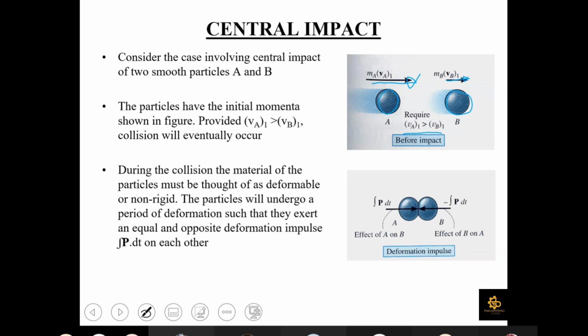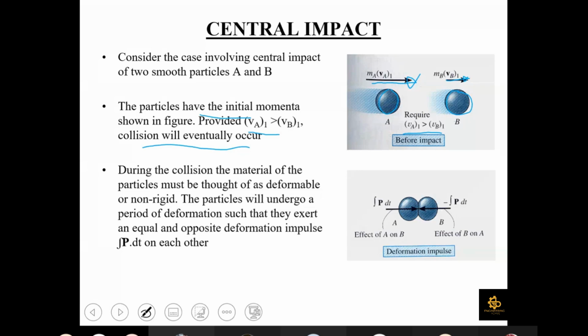However, in actual problems, maybe particle B would be traveling towards the left. So once you are applying the momentum equation, you can accordingly change the sign of momentum to the negative sign if you are taking the positive axis towards the right. So we are taking a general case in which we have two particles, both of them traveling towards the right with velocities VA1 and VB1 respectively, and VA1 is greater than VB1, so ultimately collision is going to take place. Consider a case involving central impact of two smooth particles. The particles have initial momenta as shown to you. Provided that VA1 is greater than VB1, collision will eventually occur.